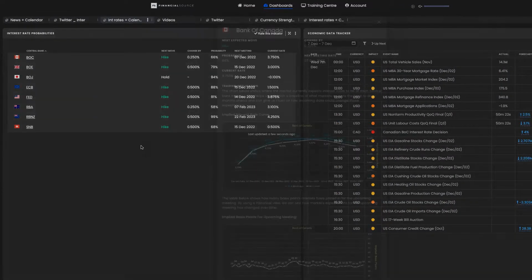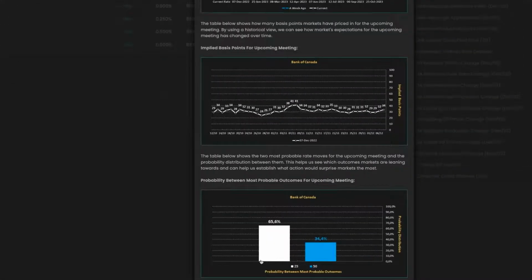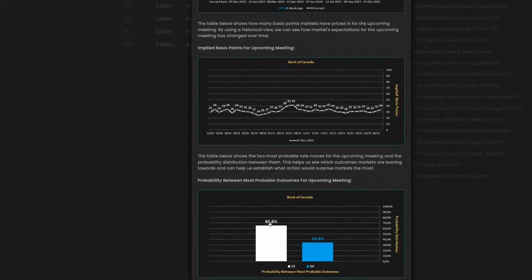But if you look at the expectations, you can see that money markets are pricing in a 65% chance of a 25 basis point rate hike and only 35% chance roughly of a 50 basis point rate hike. So this tells us that the market is skewed towards expecting a 25 basis point rate hike on balance. Okay, that's the expectations, and money markets tend to be the ones that are most likely to react to a shift from their expectations.